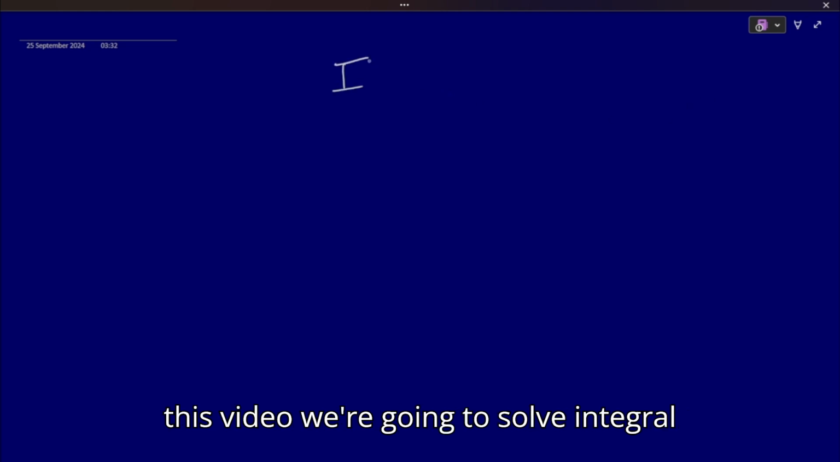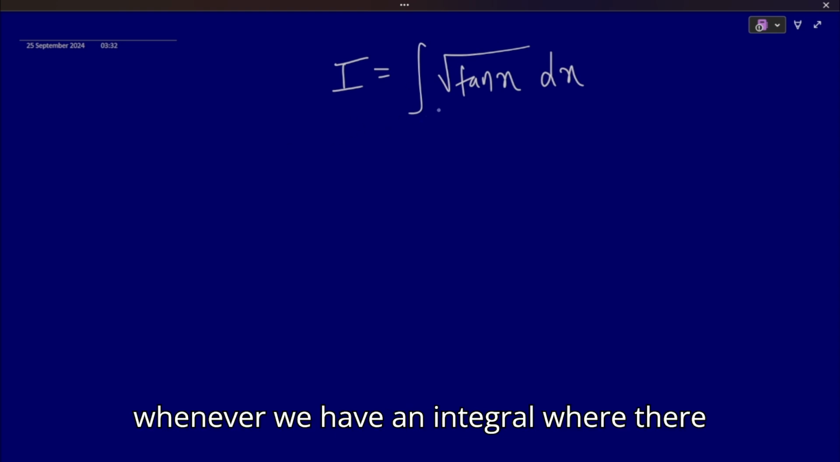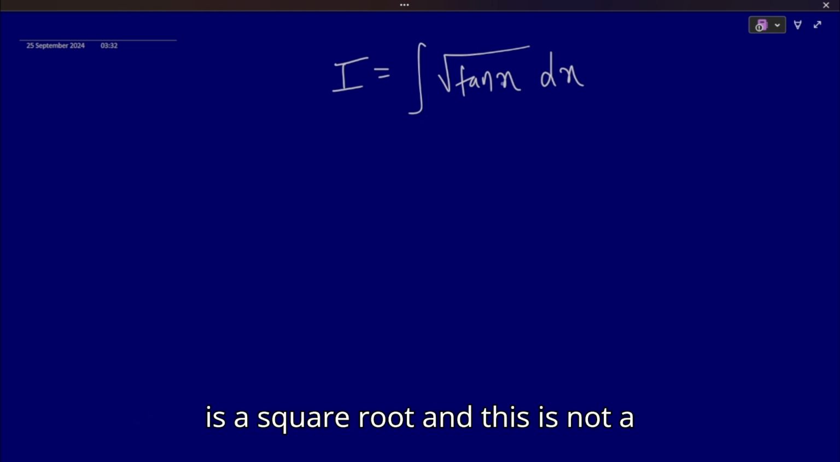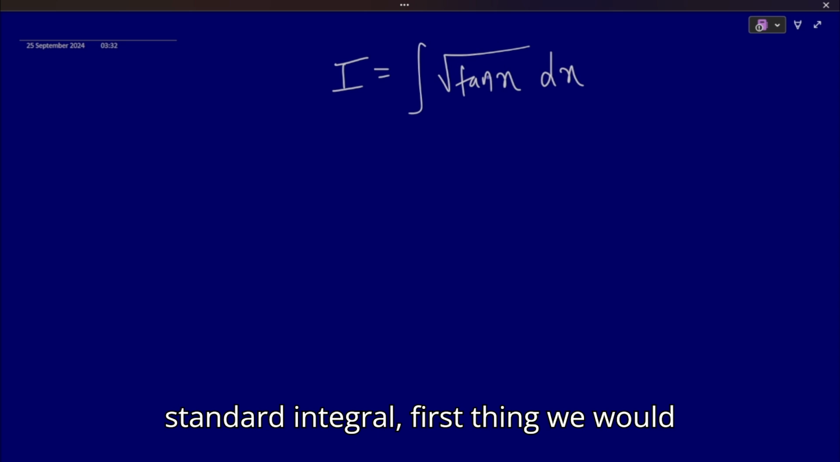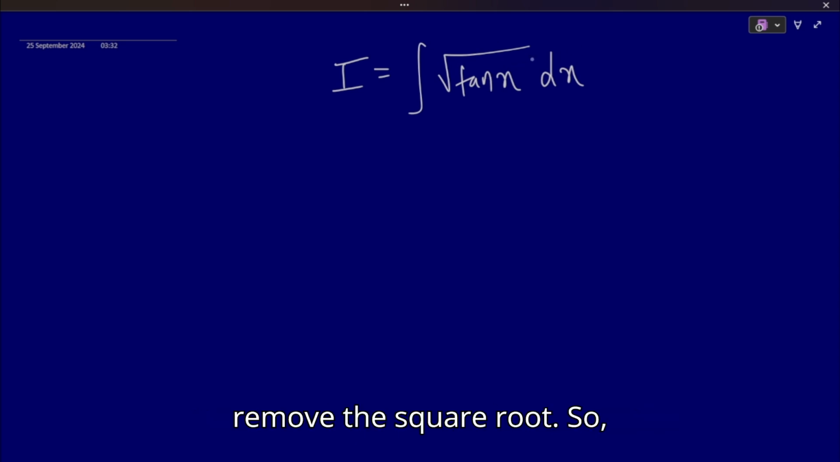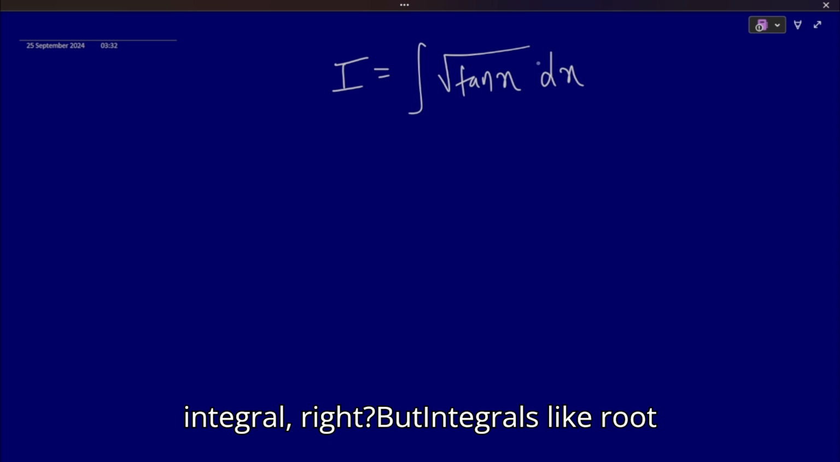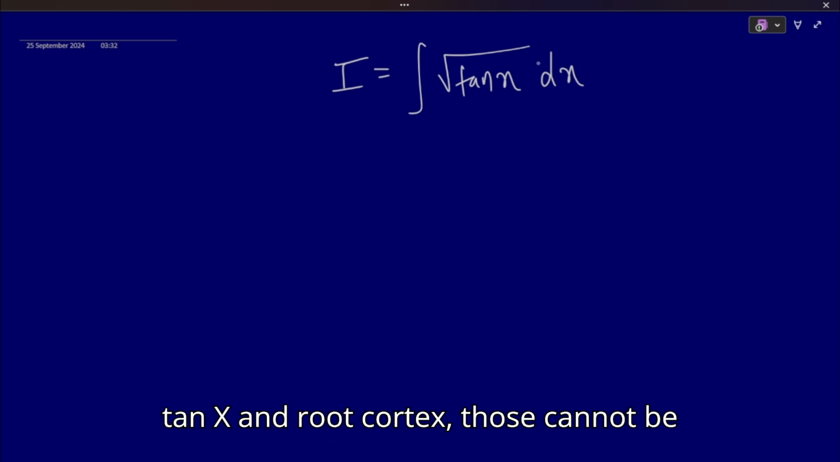In this video, we are going to solve the integral of square root tan x dx. Now, whenever we have an integral where there is a square root and this is not a standard integral, the first thing we would like to do is find some way to remove the square root. If it was obviously the integration of root x dx, that would have been a standard integral, right? But integrals like root tan x and root cot x cannot be packaged like that.